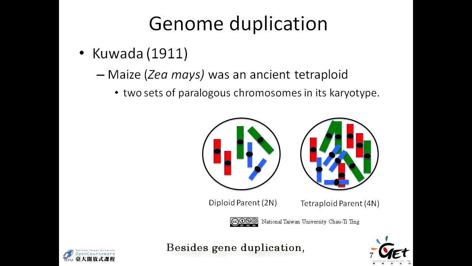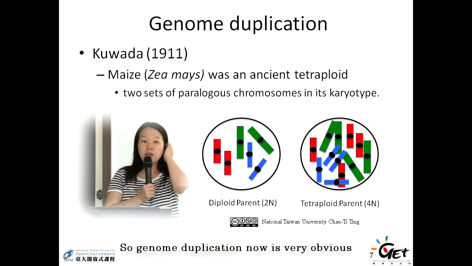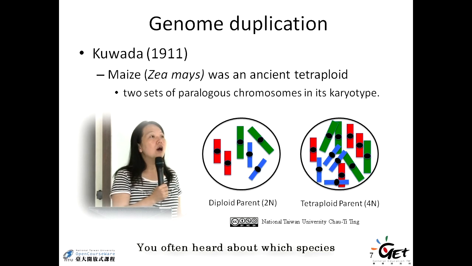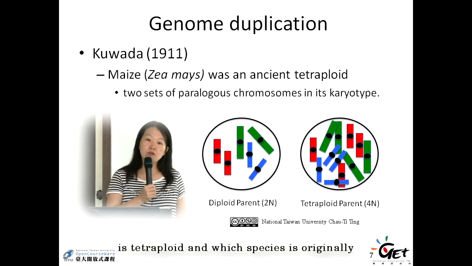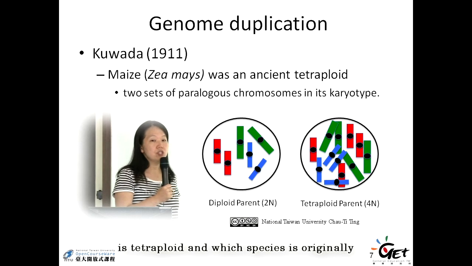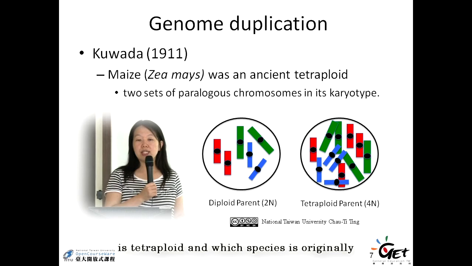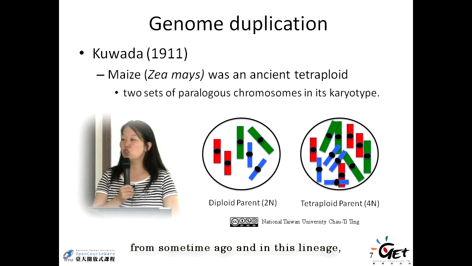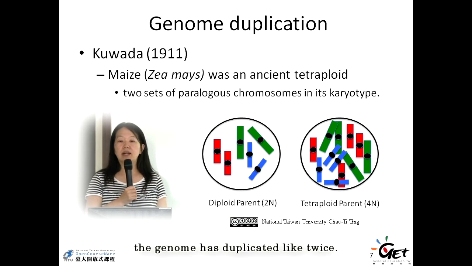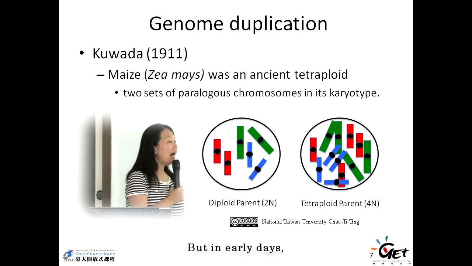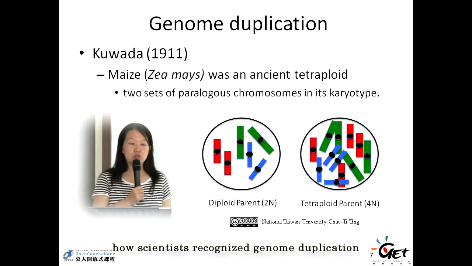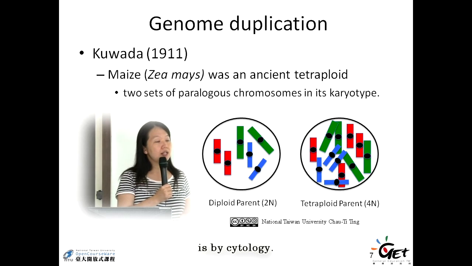Besides gene duplication, I also want to talk about genome duplication. So genome duplication now is very obvious. You often hear about which species is a tetraploid and which species originated some time ago, and in this lineage the genome has duplicated twice. Okay, but in the early days, how scientists recognized genome duplication was by cytology.